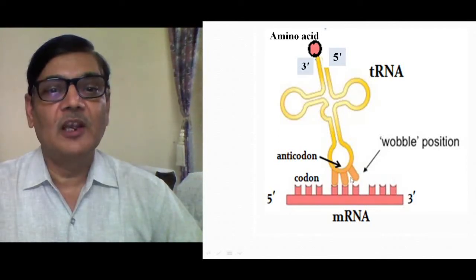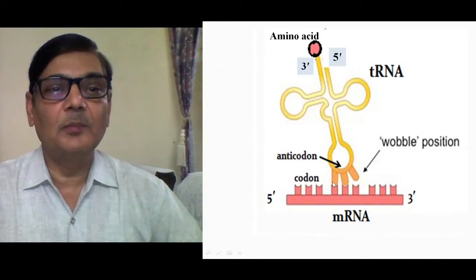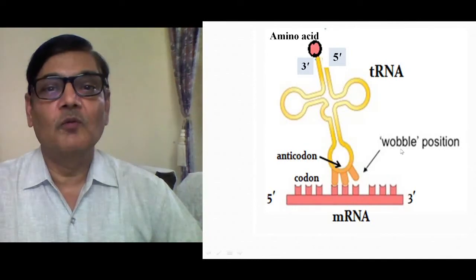So flexible pairing will always be taking place between the third letter of messenger RNA and the first letter of transfer RNA. Whereas the other two, the first letter of messenger RNA and the third letter of this transfer RNA, will follow the Watson-Crick pairing rule. That is, if A is present over here, it will be pairing with U. In the second position, if G is there, it will strictly be pairing with C. But there would be flexibility only at the third position of this messenger RNA. So this is the Wobble position.